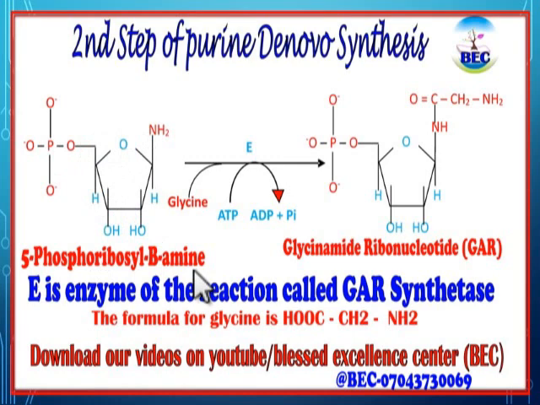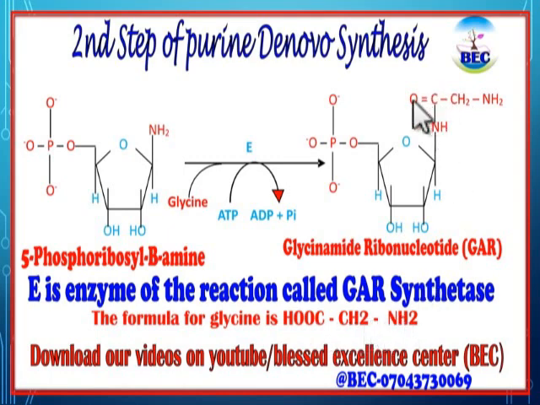Now look at the structure for glycine. In this second step, this glycine is added to phosphoribosyl beta amine. Look at the nature of the reaction. In the reaction, this carboxylic group will be attached to this amino group. And the nature of the reaction is that if you pull out a hydroxyl group from this carboxylic group, you pull one hydrogen from here, water is formed, and then you attach this, the carbon oxygen, CH2 and NH2 is what we are seeing here.